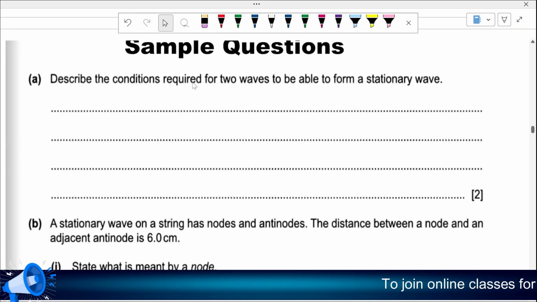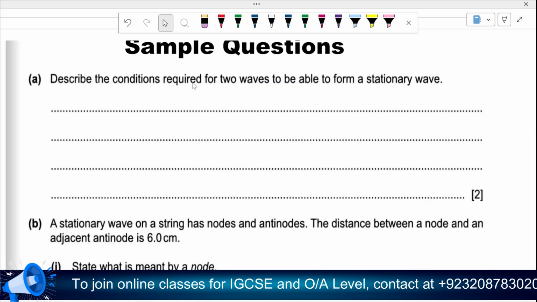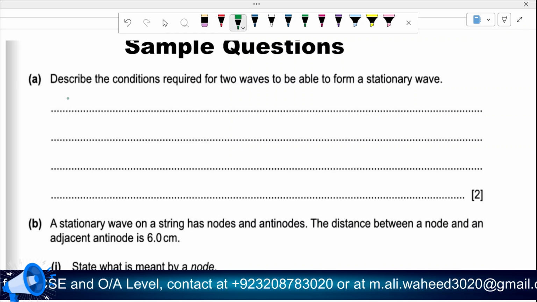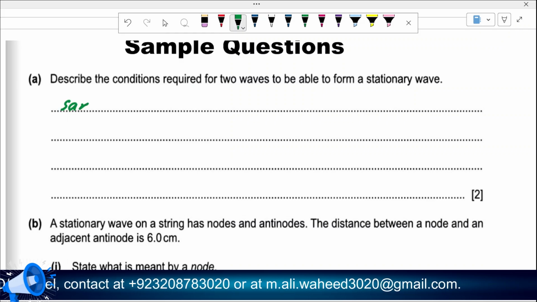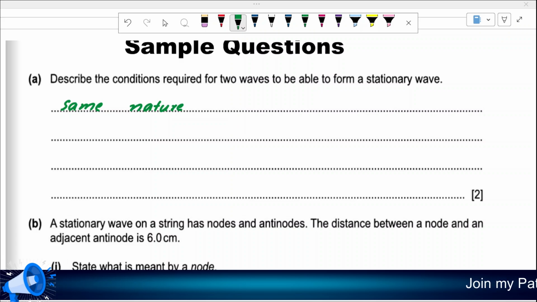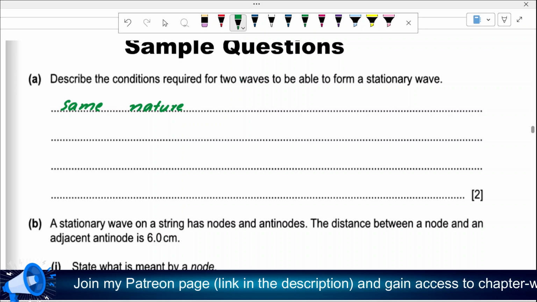Let us take a look at this one. Describe the conditions required for two waves to be able to form stationary waves. I'll be writing in bullets. The two waves must be of same nature. If one of the waves is a sound wave, the other wave has to be a sound wave. If one of the waves is a mechanical wave, for example a wave in a string, then the other wave has to be a wave in a string. Same nature.